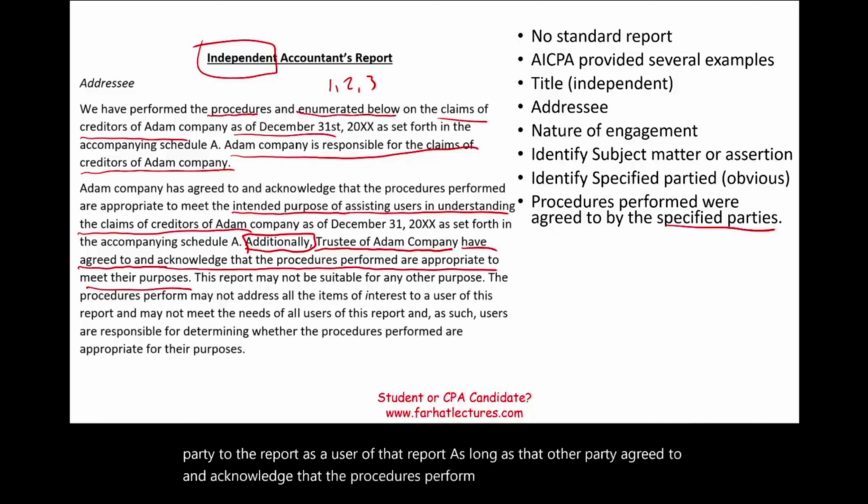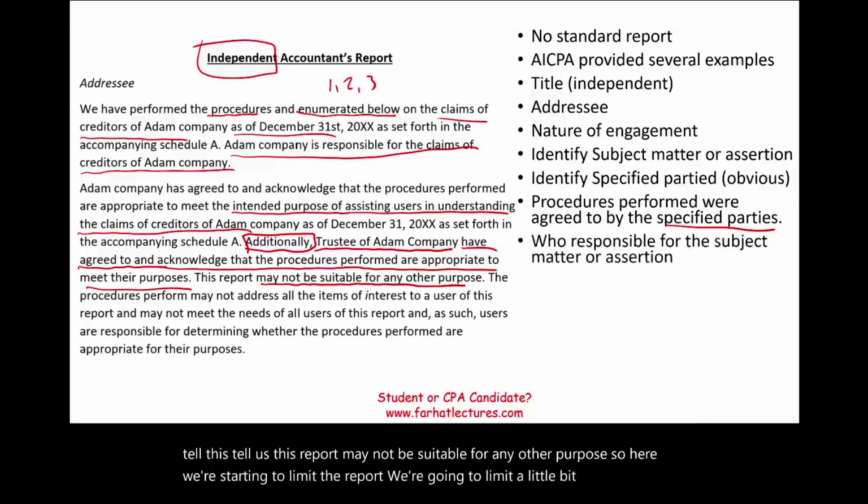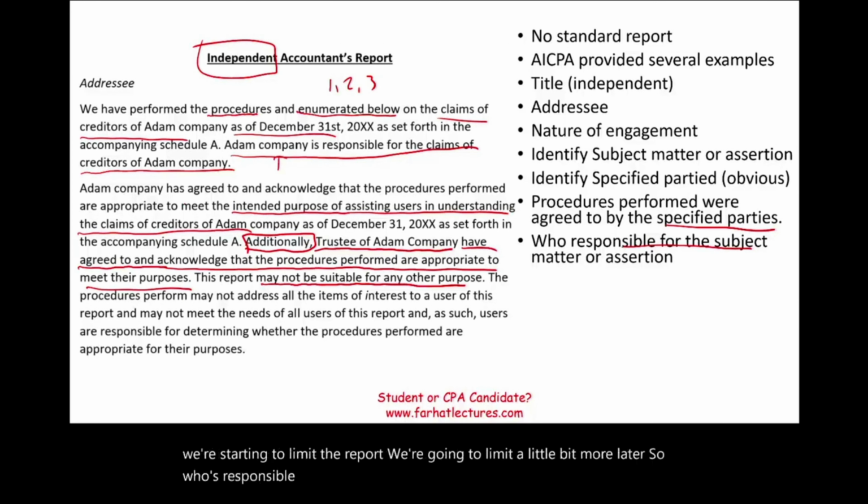So you have to tell us this: this report may not be suitable for any other purpose. So here we're starting to limit the report. We're going to limit it a little bit more later. So who's responsible for the subject matter? We said that Adam Company is. And now we're going to talk a little bit more about the procedures.